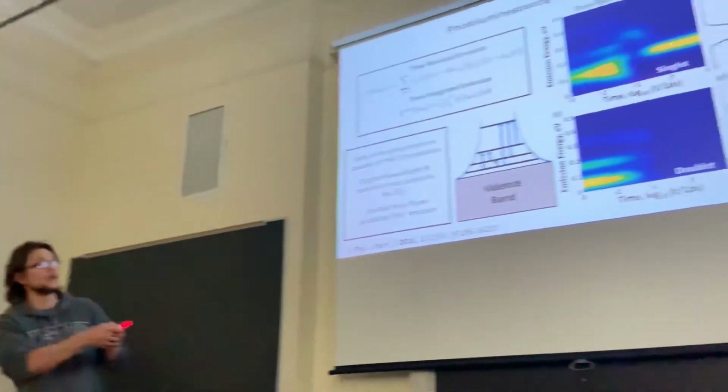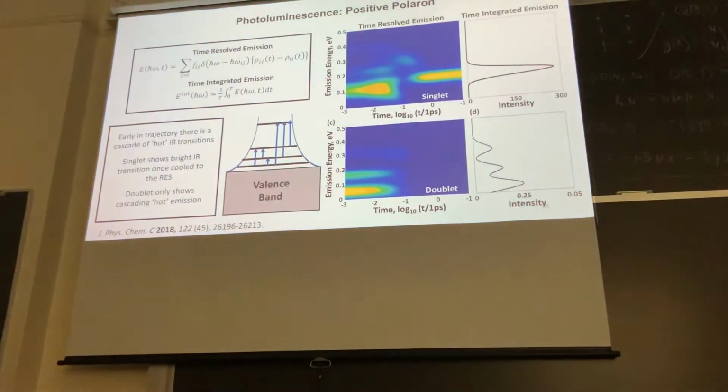So this is cooling to the relaxed excited state, and then just emitting up to the non-radiative recombination time scale. And so the main difference between the singlet and the doublet is the singlet, once it cools to the relaxed excited state, the band gap is about 0.1 eV, and it emits there. Whereas for the doublet, it cools and its lowest energy transition is 0 eV. So it doesn't really emit from 0 eV. And so all we see is just the cascading low intensity transition when it cools.